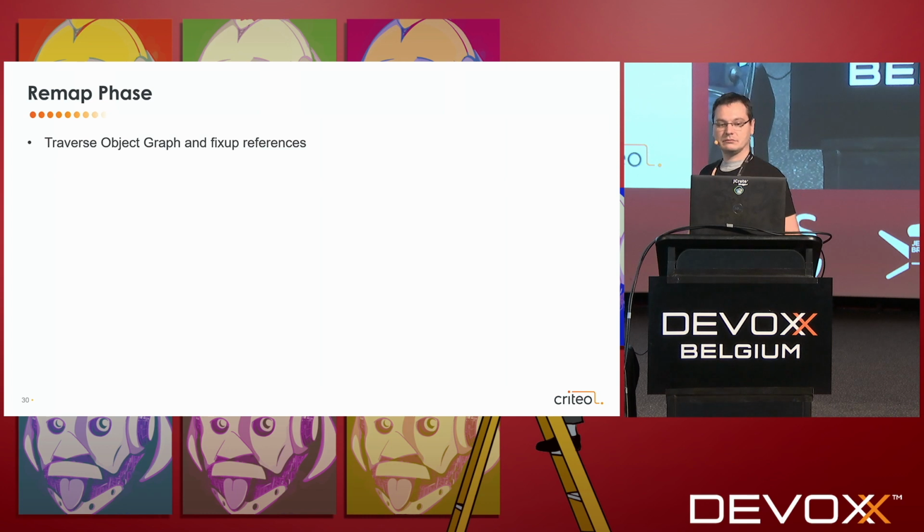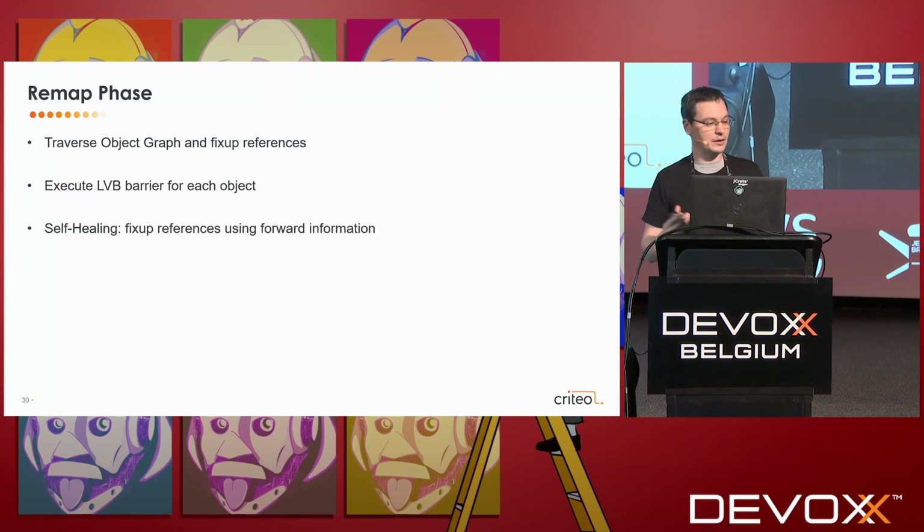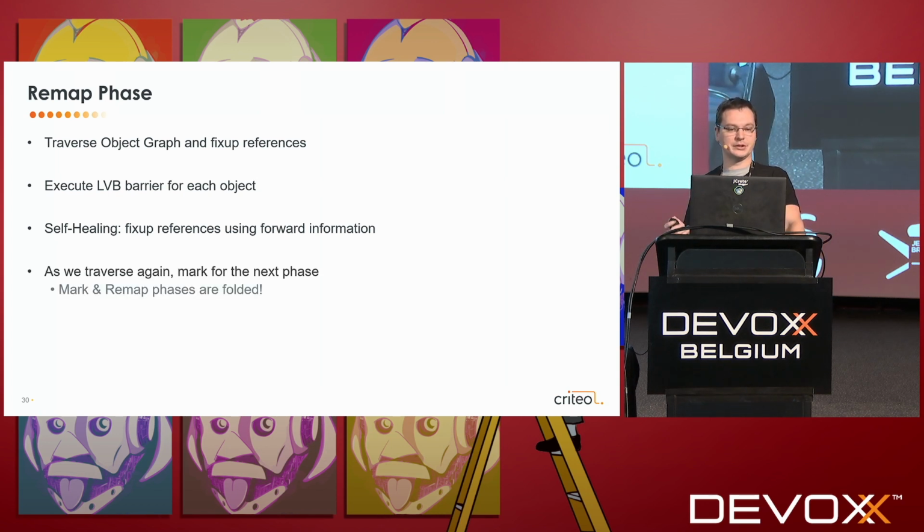For the remap phase, very classic, we traverse the object graph and fix up the references. For each object, we're executing the LVB to correct the reference. If the application thread in the middle is trying to access, we also fix up the reference using the forwarding information. And as we traverse again, we mark at the same time the objects for the next phase.